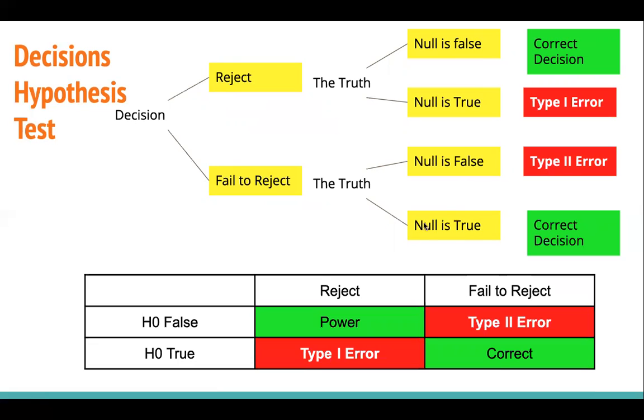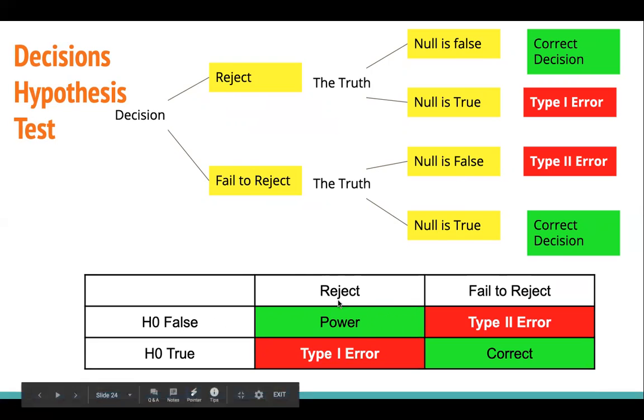And here's that same grid. There's one other word here. When we reject the null and we really should have, that's called the power of the test.